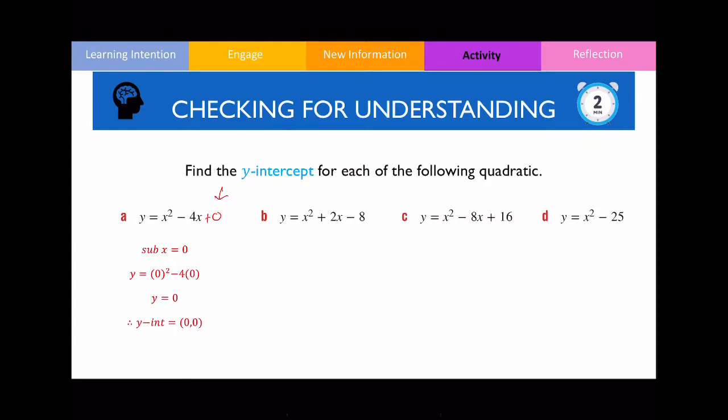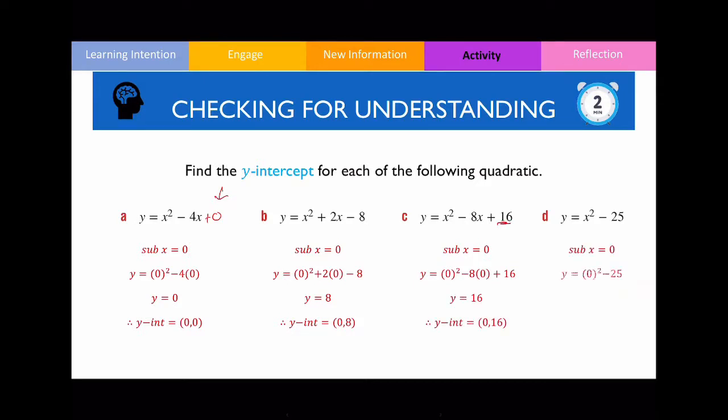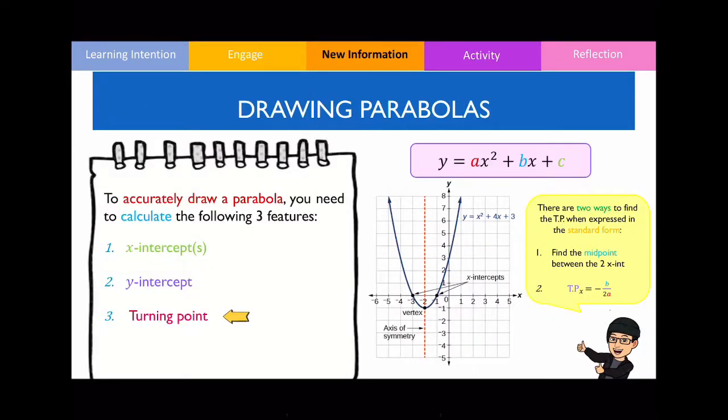And for the next one over here, it's going to equal to -8, but to show full working out, which isn't really necessary at all, it'll be (0, 8). For the next one, it's going to be (0, 16). We can really tell that by this number over here. And for the last one, it's going to be (0, -25).